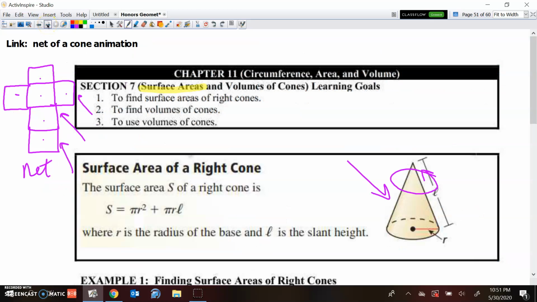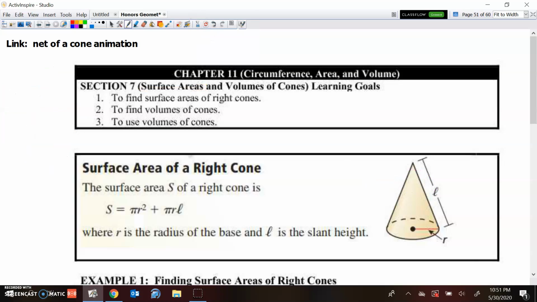Okay, so back to our page. Let's clear everything we've done so far. Surface area of a right cone. Right meaning that it has a right angle right there. Cavalieri's principle isn't going to apply to surface area. That would make things a little different. So it has to be a right cone.